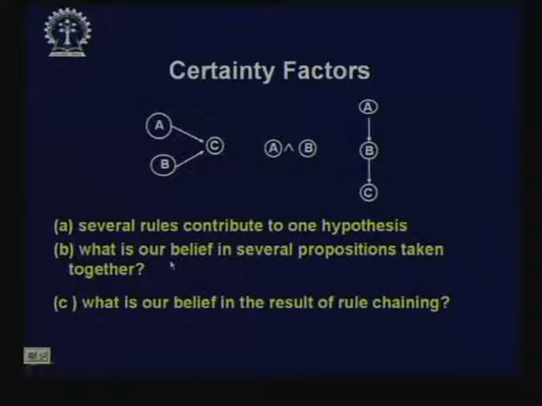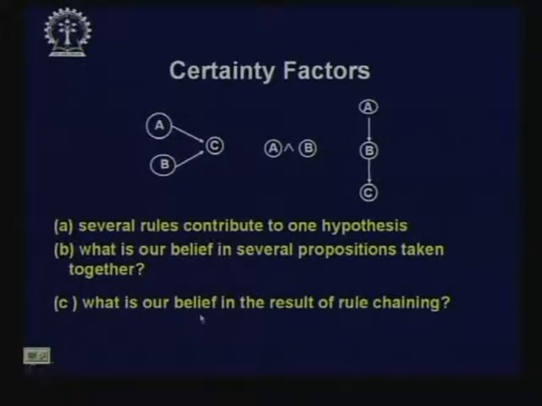The second problem that can come up is, what is our belief if several propositions are taken together? For example, here A is a proposition which is an uncertain proposition, and B is another proposition which is also uncertain. If I take them together, A and B, what would be my combined certainty about this? Obviously, that will be less.